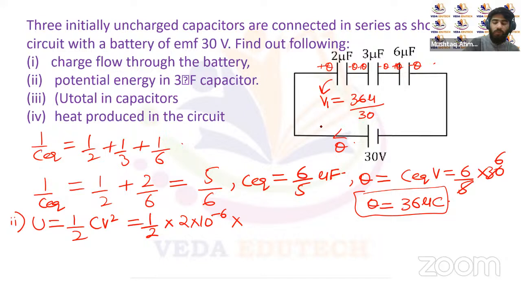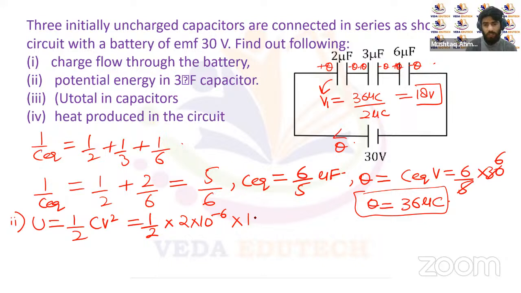Sorry, the potential across the 2 microfarad capacitor, V1, will be equal to the charge, 36 microcoulombs, upon the capacitance of this capacitor, that's 2 microfarad. That will be equal to 18 volts. You can see that the least capacitor has the highest potential drop across it. The 2 microfarad has 18 volts.